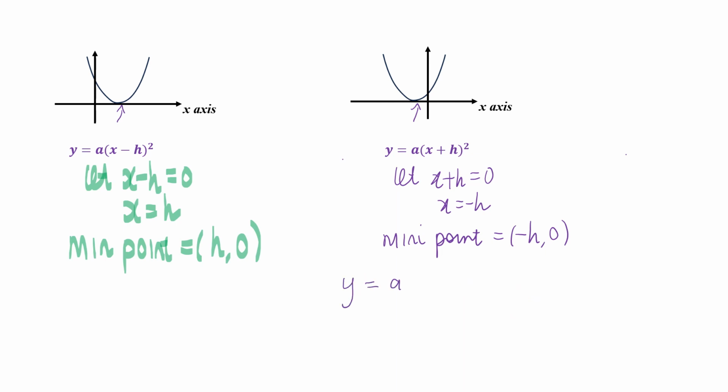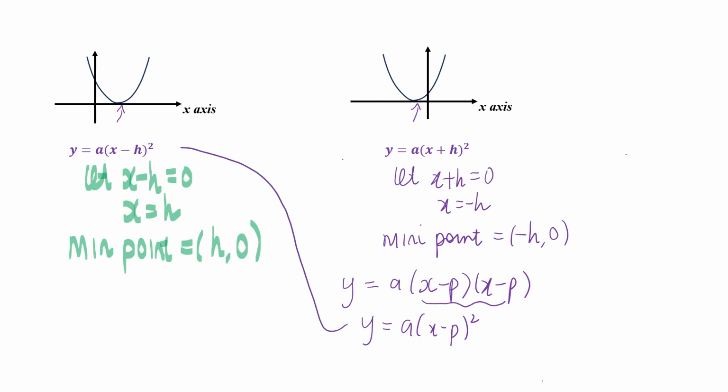Y equals a bracket x minus p, let's let the x-intercept be p. So that will be a bracket x minus p times another x minus p, right? Because we're talking about the same roots. It's a real and repeated root. So you can stack this up to get a bracket x minus p squared. And what do you observe? Yeah, it's exactly in the same format as what we have done earlier on.